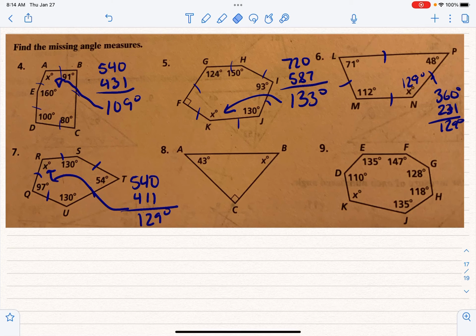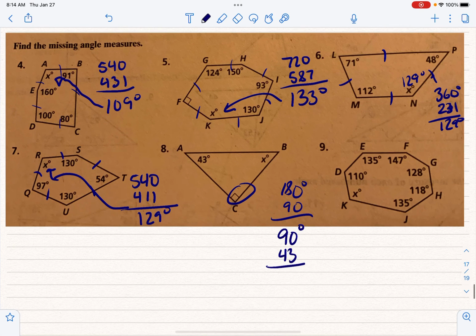Next one, triangle. Triangle is easy. The angles add up to be 180 degrees. Okay, and then this one's a 90-degree angle, so you can already take 90 from it, knowing that the other two angles must add up to be 90. So you take 43 from 90, you're left with 47, and that's what x has got to be.